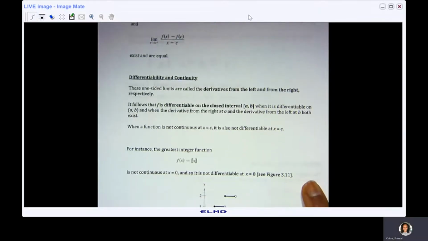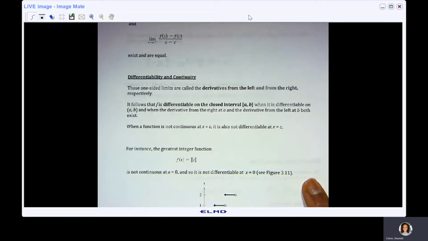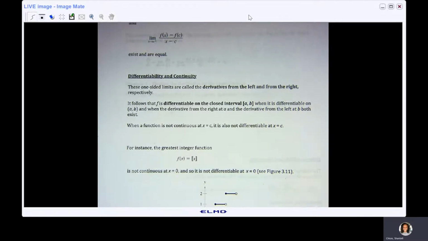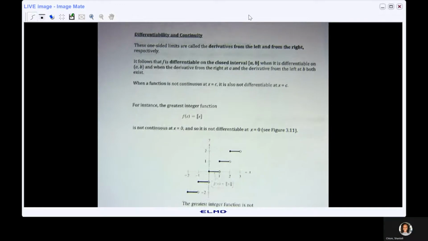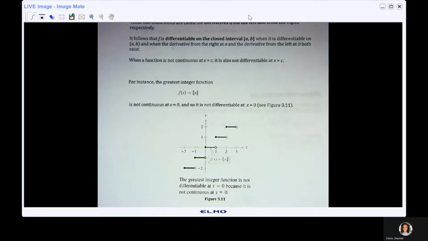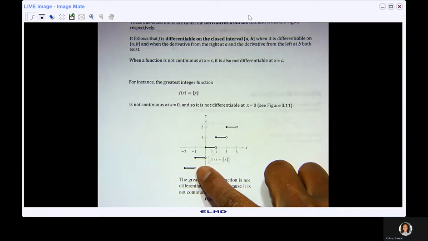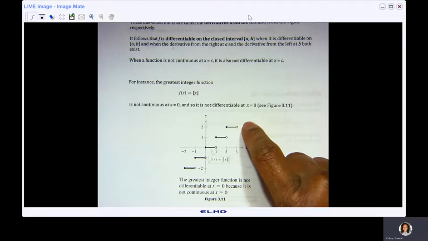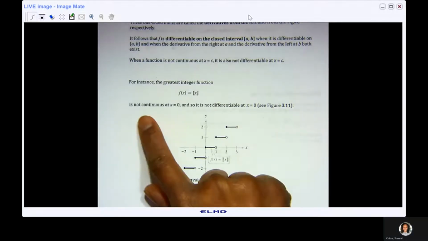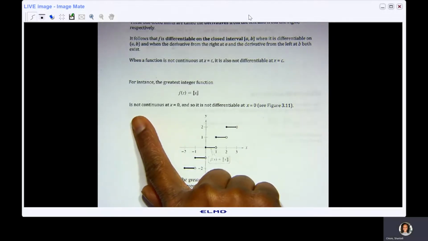So that's just how differentiability and continuity relate. If a function is not continuous at some point, then it will also not be differentiable. And then I put the step function up there to illustrate an example: the greatest integer function, also known as the step function. This is basically your step up as you reach that next integer.